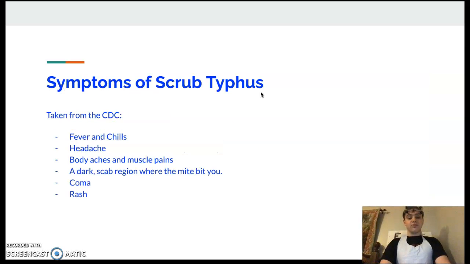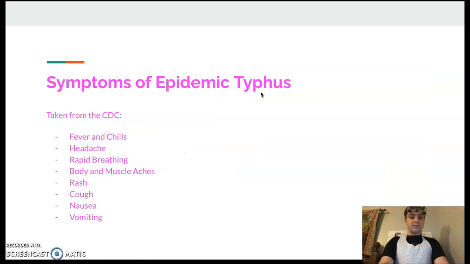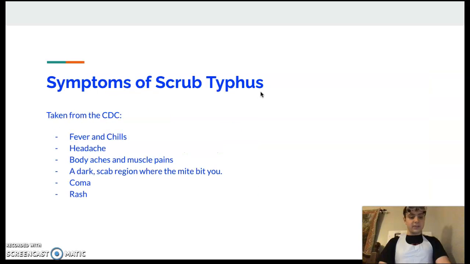And then the symptoms from scrub typhus are actually incredibly similar to the symptoms of epidemic typhus, except for one thing: a dark scab in the region where the mite bit you. Coma is apparently a really rare symptom of scrub typhus. I wasn't aware of that. That's something that you should be aware of. But yeah, as you can see, all of the same symptoms as epidemic typhus.